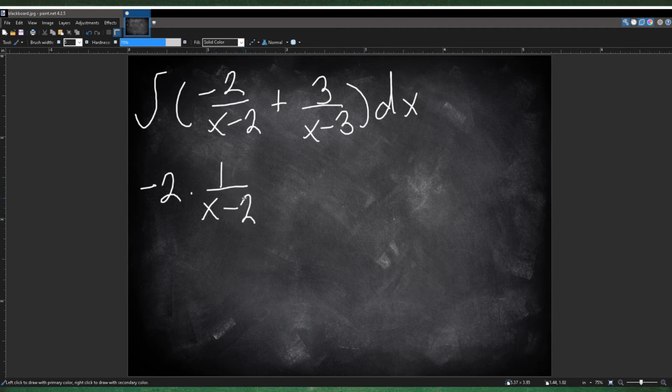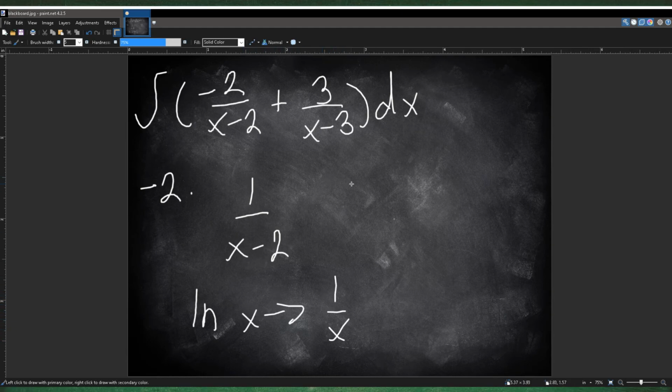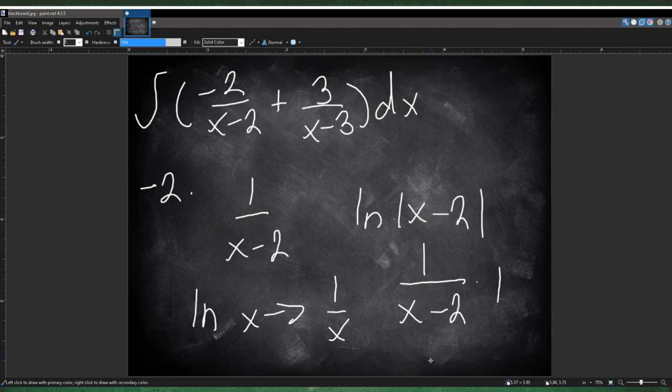Well, the integral of this, when you think about it, doesn't this just look like 1 over x? Well, what's the antiderivative of 1 over x? It's just ln of x, right? So technically, 1 over x minus 2, the derivative of ln of x is 1 over x, right? So we just have to put ln of x minus 2. And then basically we just use the chain rule. So the derivative of ln of x minus 2 is just 1 over x minus 2. And then the derivative of x minus 2 is just 1. So it's just multiplied by 1. So this is correct.